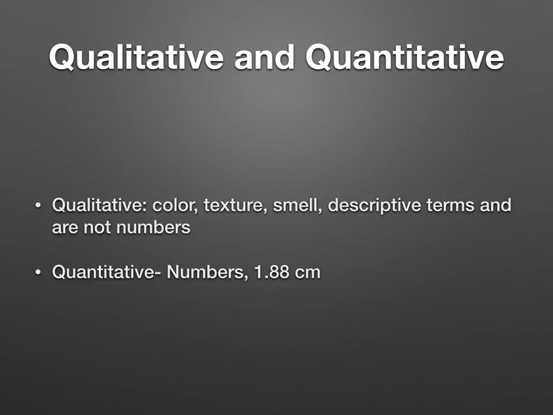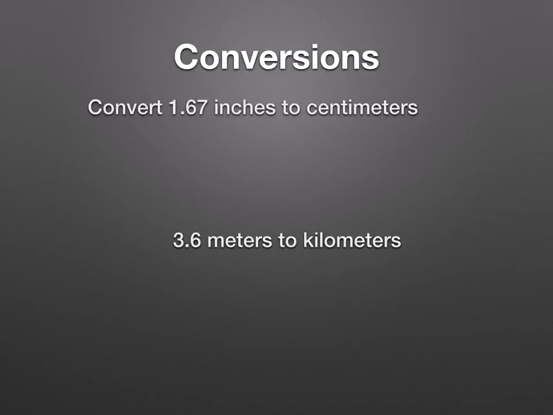Qualitative and quantitative are two words you should also know. Qualitative is referring to the quality, color, texture, smell, descriptive terms, and are not numbers. Quantitative has an N in it. Therefore, it means numbers, 1.88 centimeters.